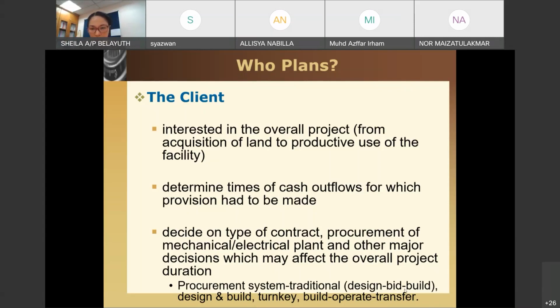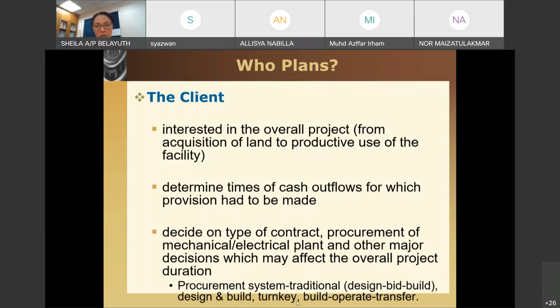Tapi yang ni tak boleh. For traditional, you need to complete the entire set of design so that it can turn into the bid, and then it will be bidded by the contractor and the winning contractor builds. So separate stages by itself. So this one, it could be in a fast track.